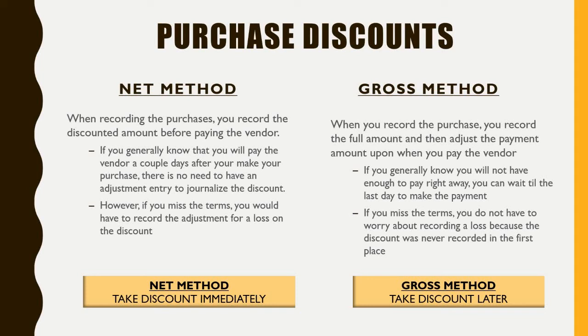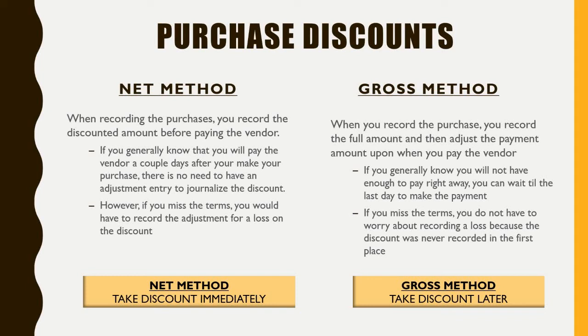So again, net method we talked about before, right? It's where, if you're really good at paying your bills on time, let's say you pay all your bills on the first of every single month, then you can go ahead and record this purchase, right? Because as soon as you receive the items, you're going to pay them as soon as possible. So therefore, net method allows you to take the discount immediately. So then you don't have to adjust your inventory accordingly.